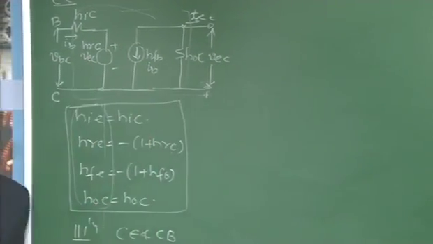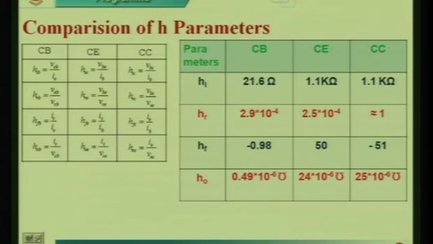For this question, in this comparison of the H parameters, we defined the input for different configurations CB, CE, CC. The definitions are HIB = VEB by IE, HIC = VBC by IB, and similarly HRB, HFB, HOB. In general, these are ratios of input voltage, input current, output voltage and output current, which give the relations.